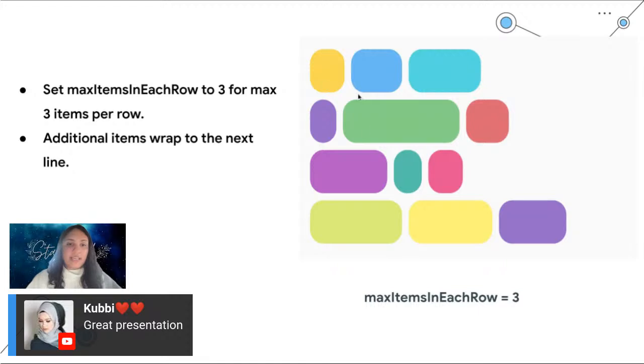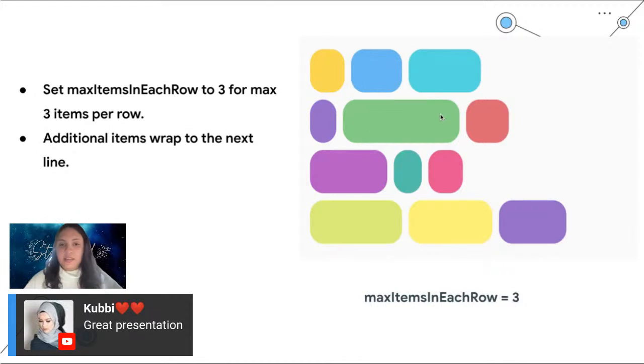So this is an example of the max items in each row being set to 3. So you'll see no matter the sizes, it's still 3 items. So these are all varying sizes, and it wraps according to the maximum number of items. It doesn't matter what type of size it is.